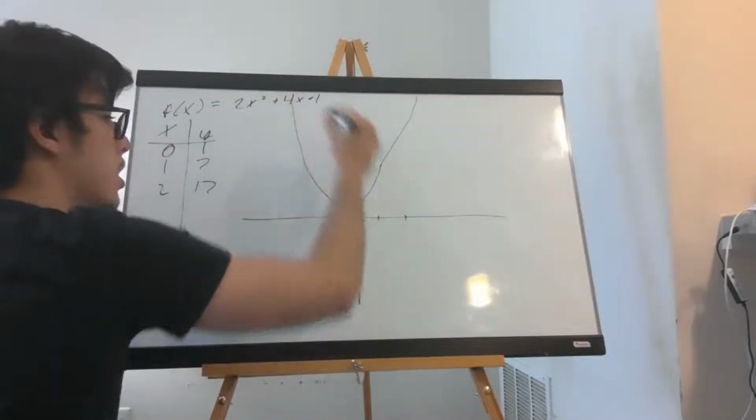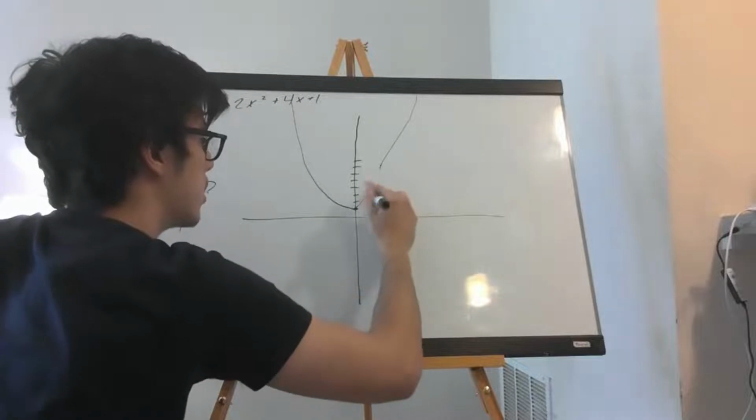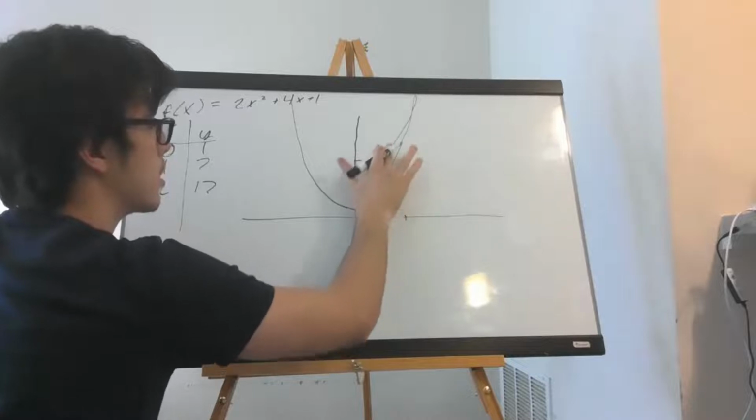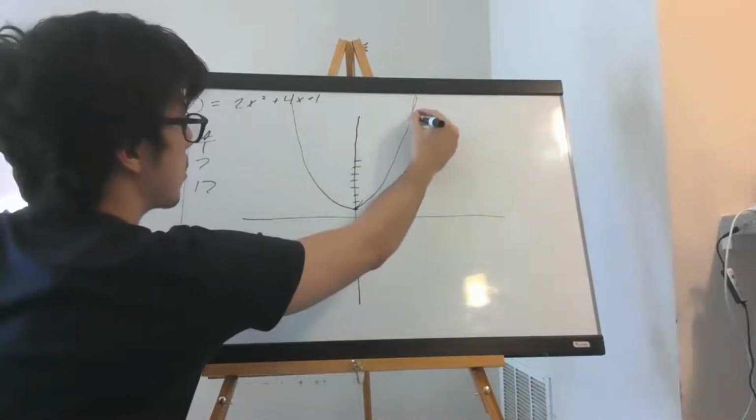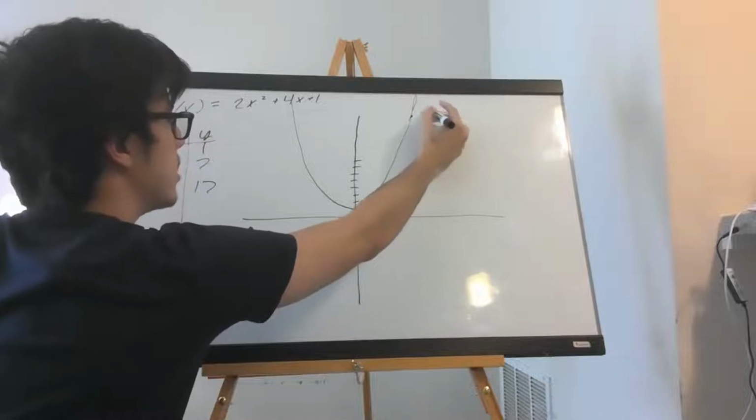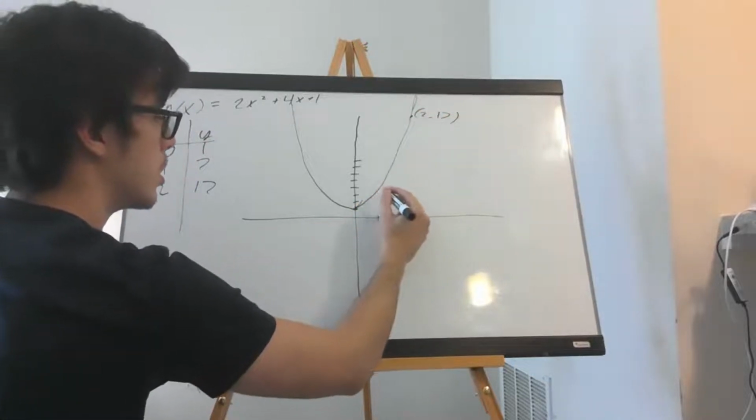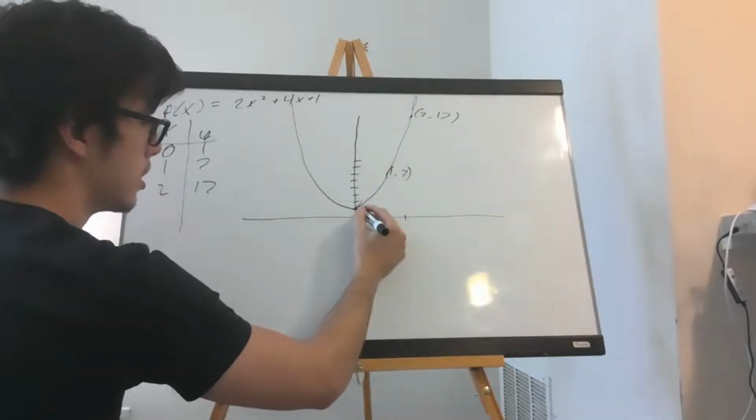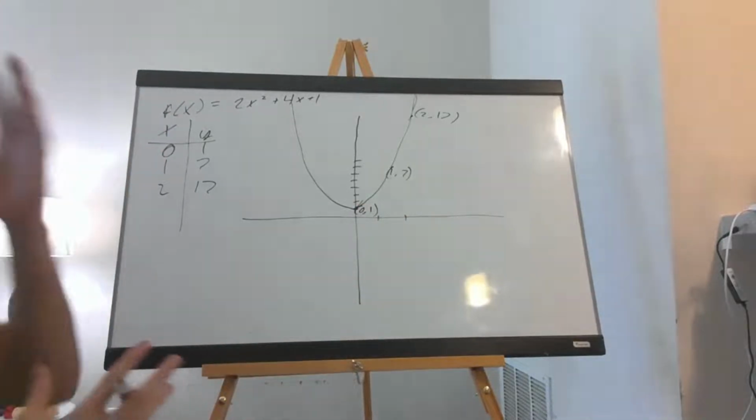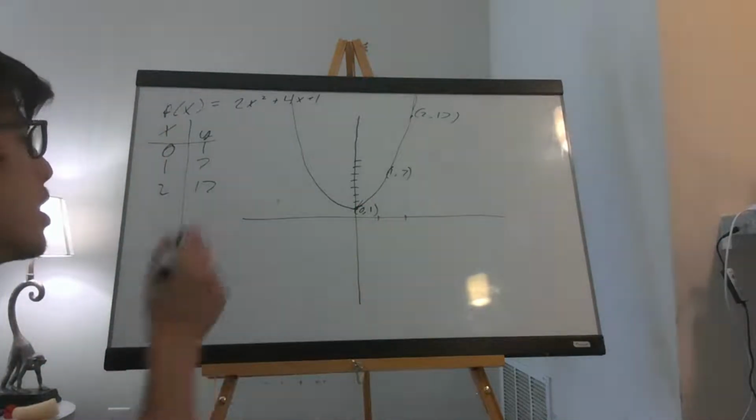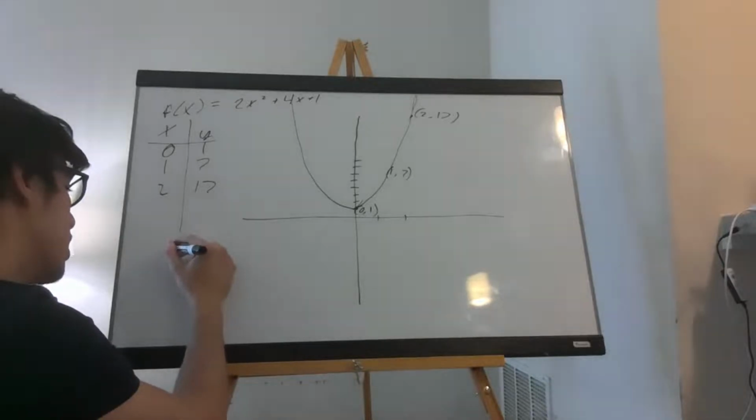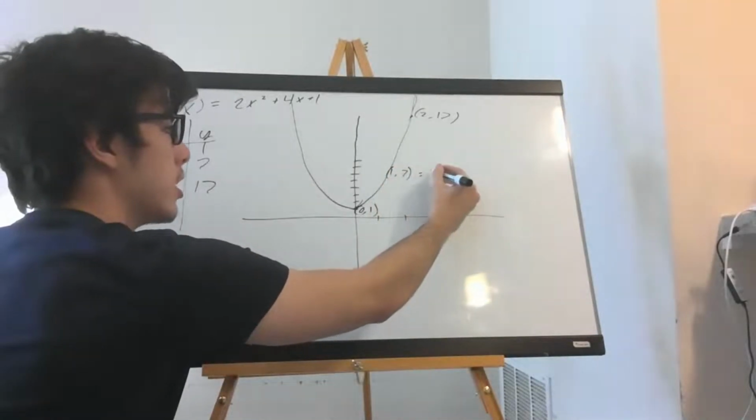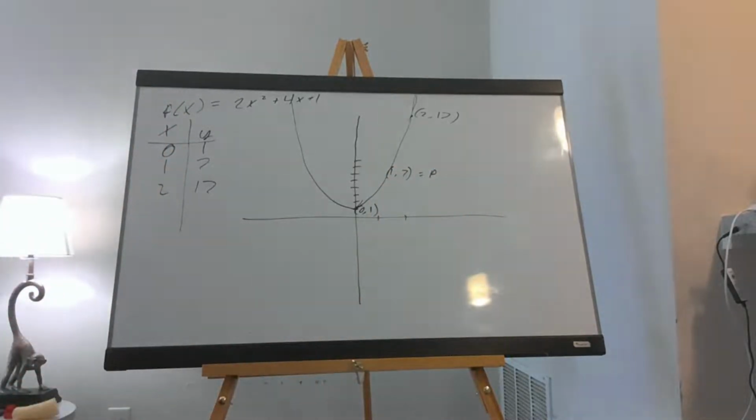So it's going to look something like this. 17, 1, 7, 0. Now what we're going to do is find the equation for the tangent line at the point P. So we're looking at (1, 7) here.